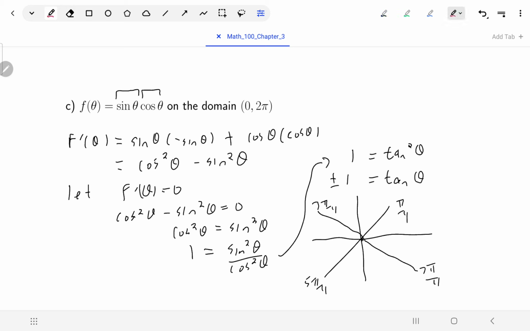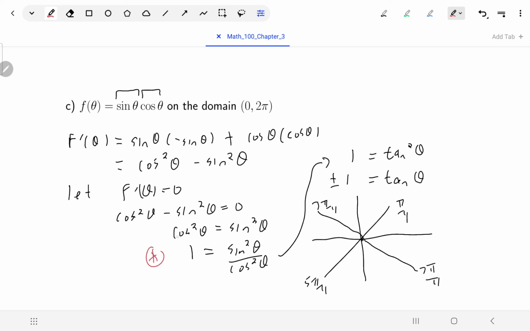The one thing we should probably concern ourselves with was that stage where I did that division. Remember, when you divide by something containing a variable, potentially you might be losing solutions. So we have to ask ourselves, when cosine is equal to 0, is that something that might be a solution?